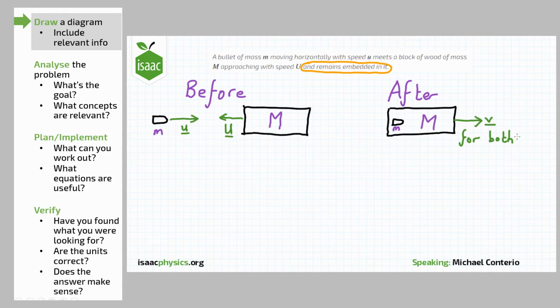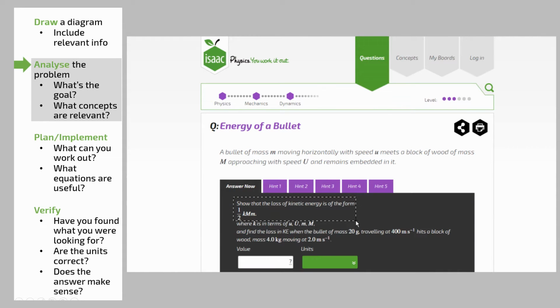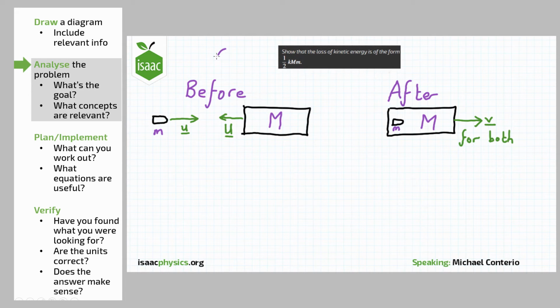Even though at the moment we don't know which direction the bullet and block will move, I've drawn it as going to the right here, because if it turns out that the correct answer has it going to the left, this will simply show up as a negative value for v later on. We can now read the goal of the question and use this and the diagram to analyse what physical concepts we might need to consider.